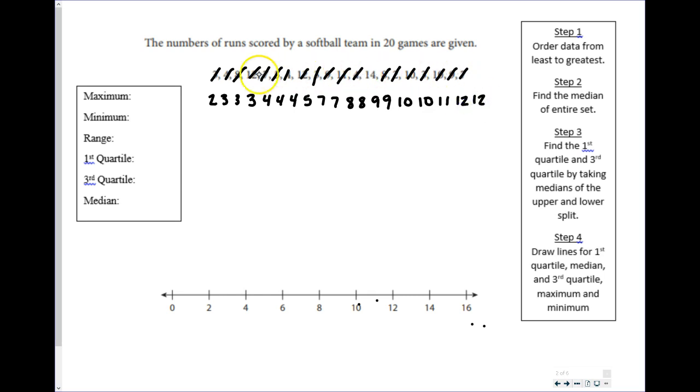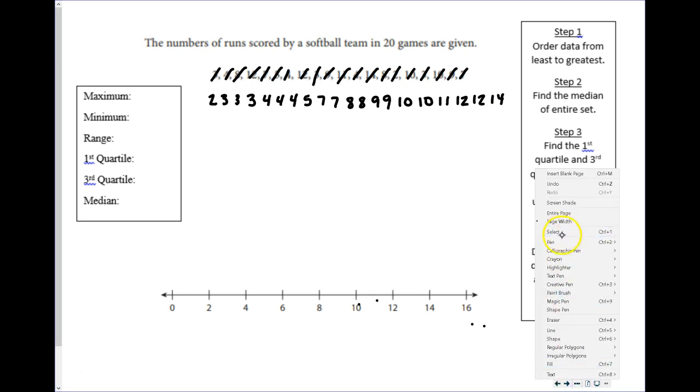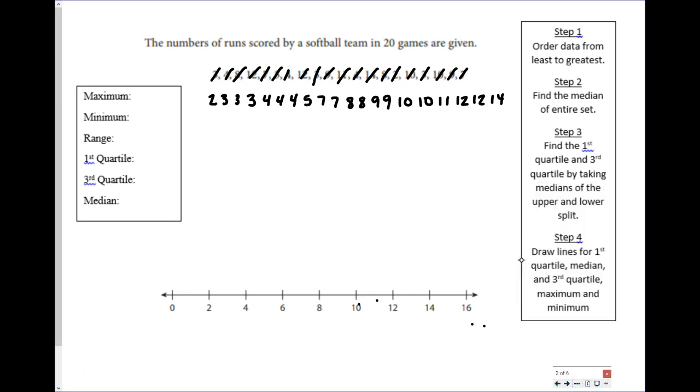Do you see how crossing them all off really helped? Because then I noticed I had this 14 left over. Crossing them off really helps you make sure you don't miss one. Then what I like to do before I do anything else is count these to make sure I've got 20. They tell me there's 20, so I should have written 20 numbers.